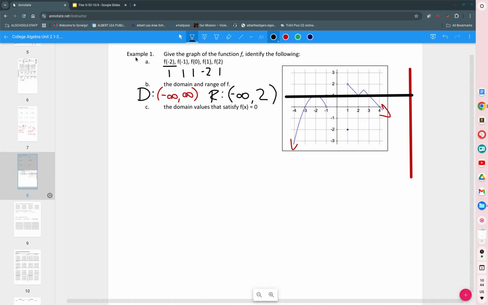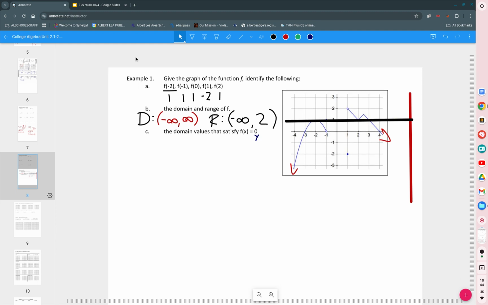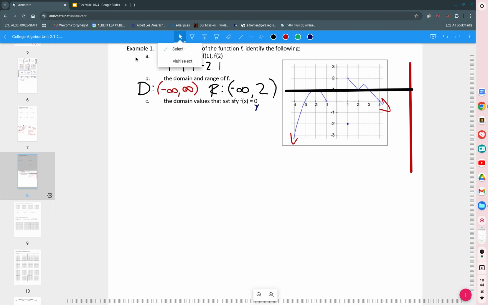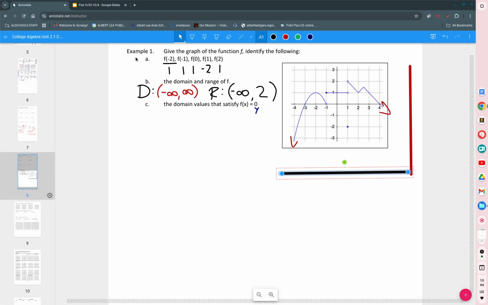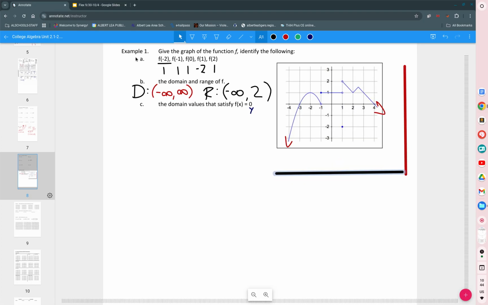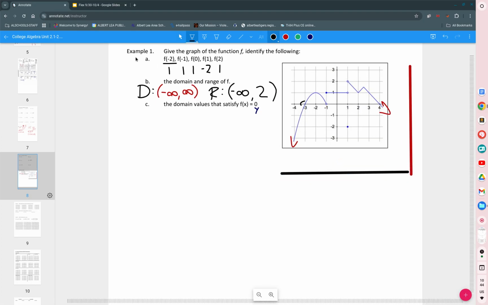The third question, the domain values that satisfy f of x equals 0. This is your x value, this is your y value. So the question is, if I look at my function and I look at when does it have a height of 0, I want to know the corresponding x values. So you tell me when I get to a height of 0 on the function. There. -3. Yeah, right there.